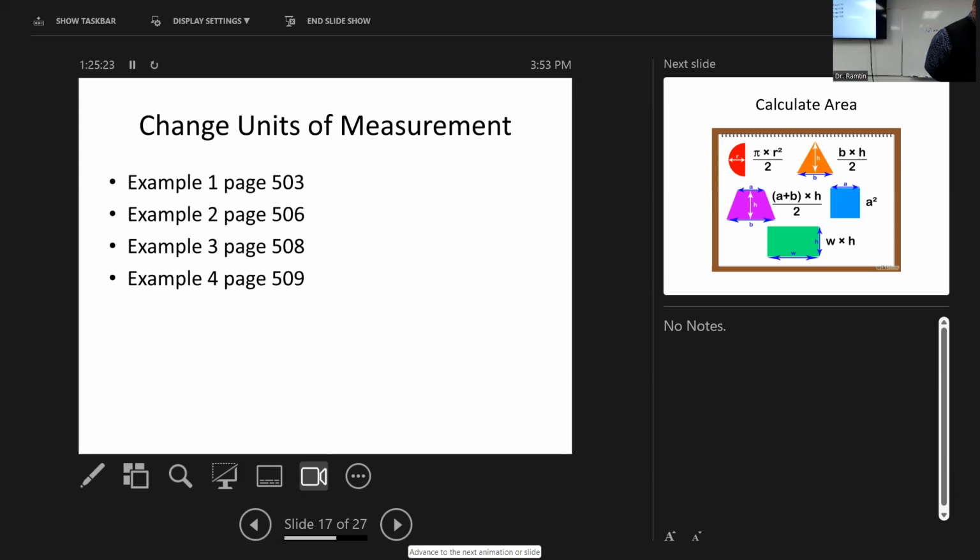Now, I need to multiply that by a fraction where the miles must cancel out, so that goes into the denominator. 1 mile, again, we have that from table 9.3, is equal to 1.6 kilometer. So I put that in the numerator, I do the multiplication, the answer is 88 kilometer per hour. Is that clear?